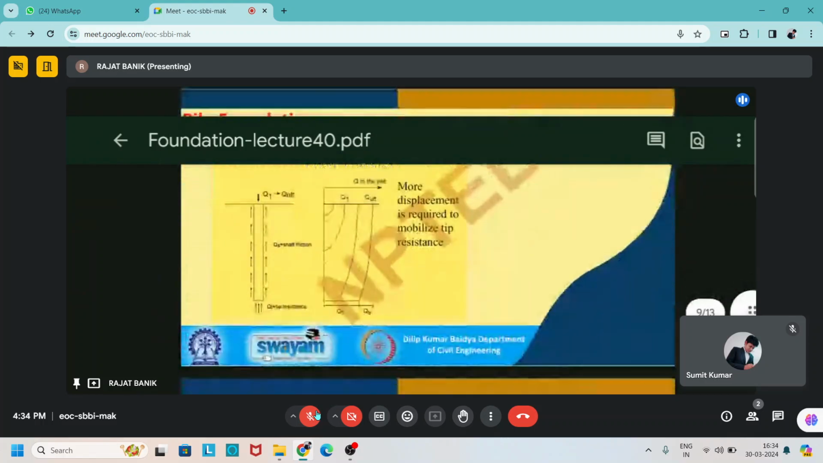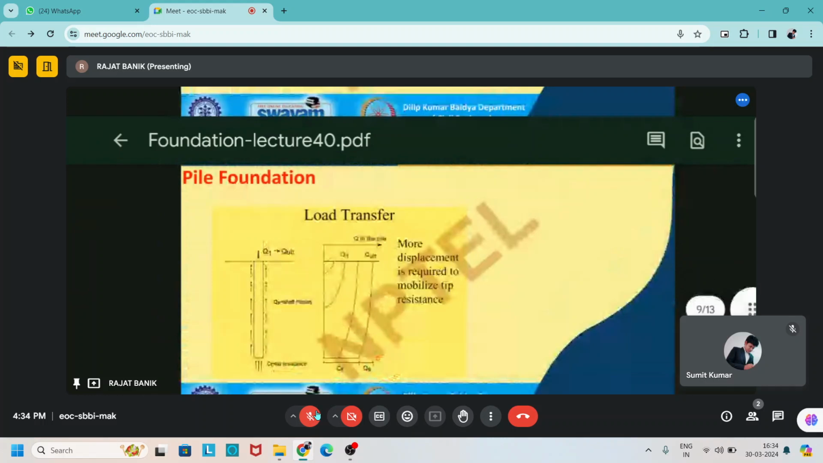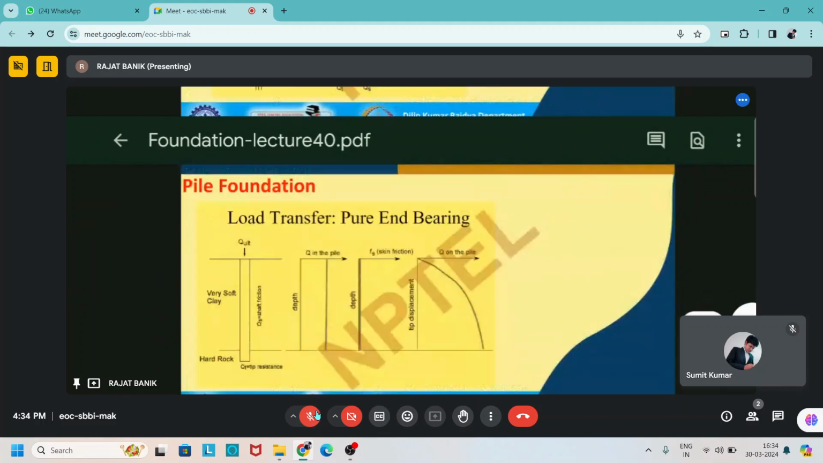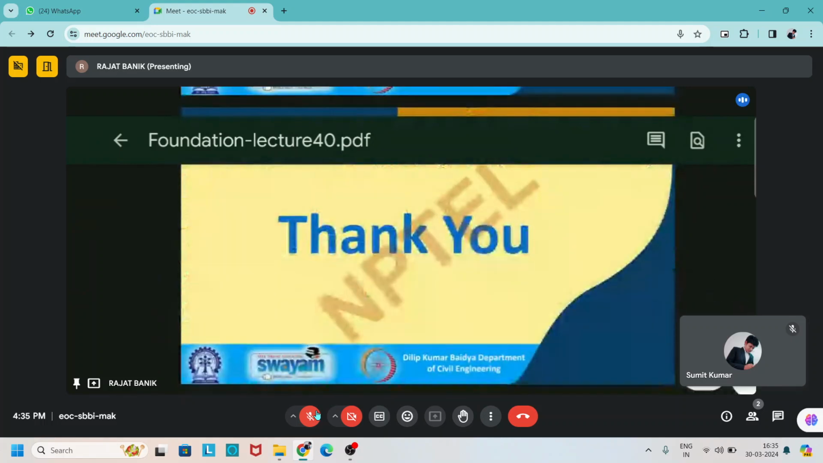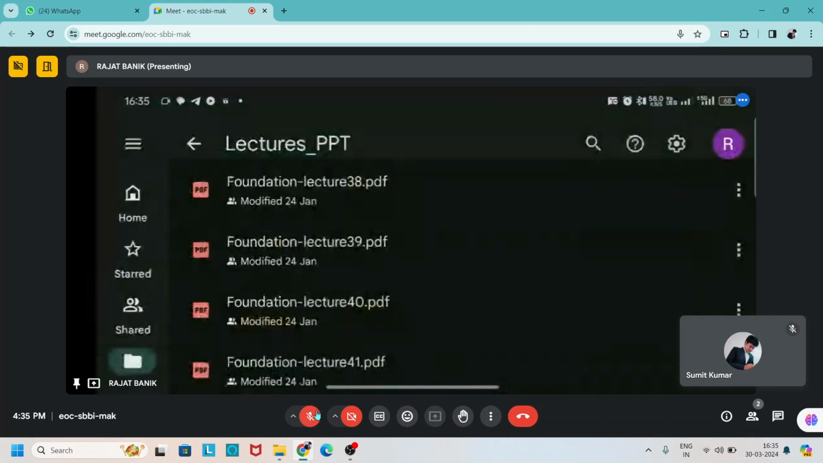And now there is a load transfer curve around the pile. It is shown. Different curves are here. You can go through it. We already discussed.